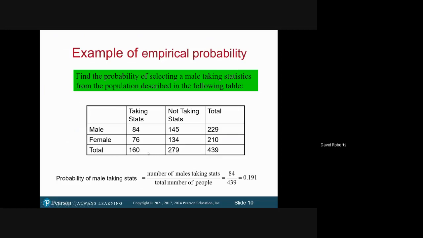So you have a table here. You have people taking statistics, not taking statistics, and they're broken down by male and female. And so you can see you have 4 different combinations between male, female, taking stats, not taking stats. Probability of a male taking stats. So in this particular case, they have to be both male and taking stats. There's 84 that are male students taking stats out of 439. So about 19%, 0.191 to be exact.